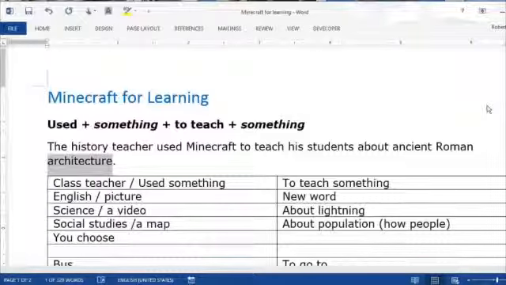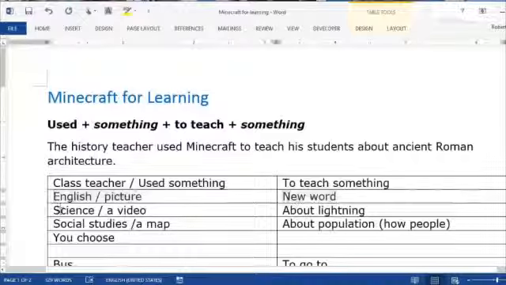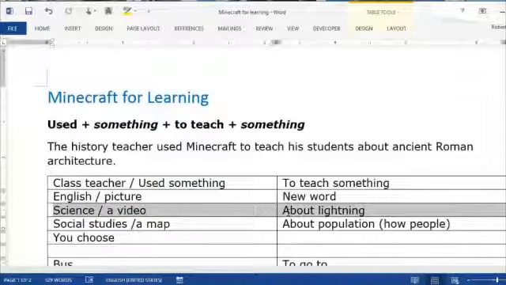So if we think about a different class and that teacher used something to teach something, we can use the same sentence structure to talk about different classes. So for example, number one, we could say the English teacher used a picture to teach a new word. Maybe a science teacher. The science teacher used a video to teach his students about lightning.